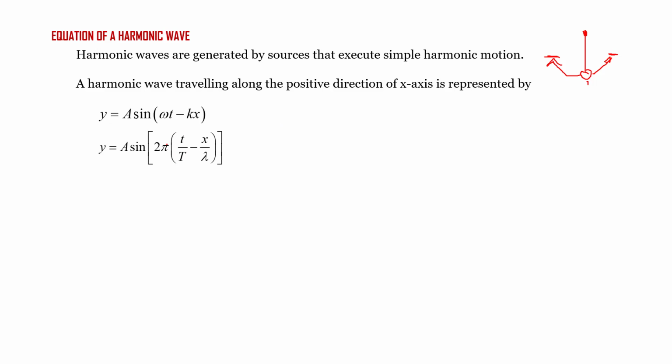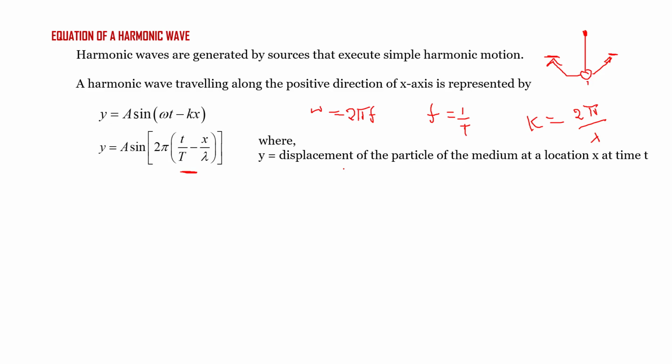Omega can be represented as 2 pi times f, and we know f can be represented by 1 over T. k can also be represented as k equals 2 pi by lambda. So one can take 2 pi common out, and we will be left with this expression.